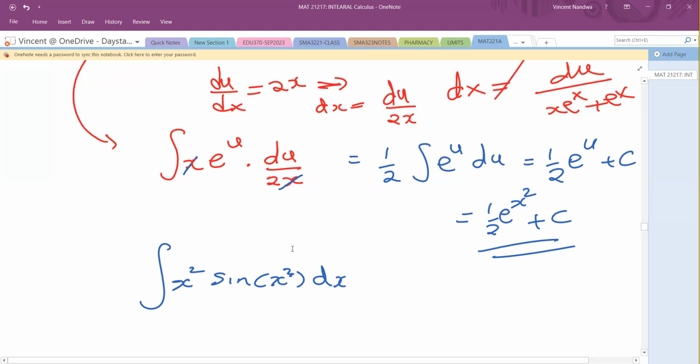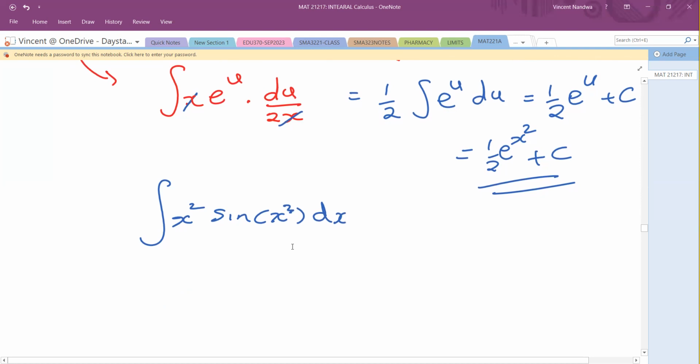What do you choose for u? x power 3. What is informing you to make that choice? Sine is standard. That can be one observation. And we expect the sine of just one variable here.